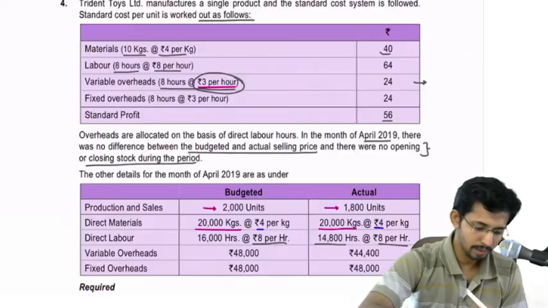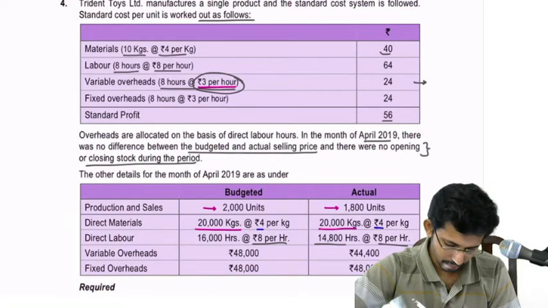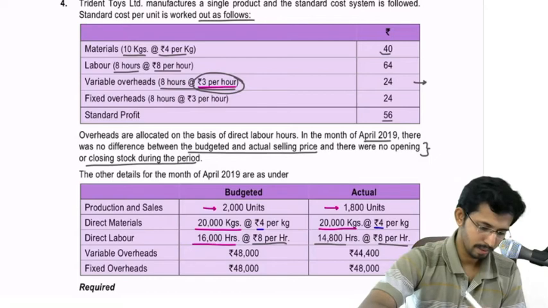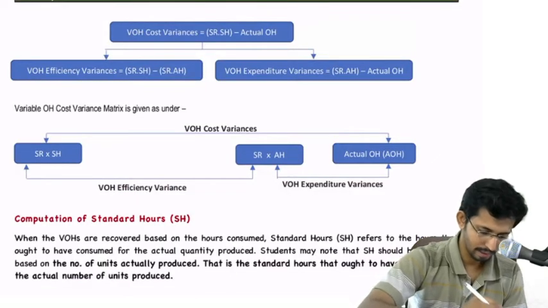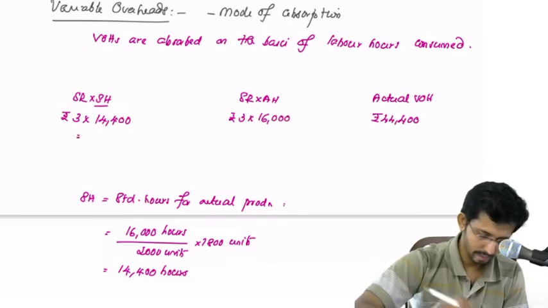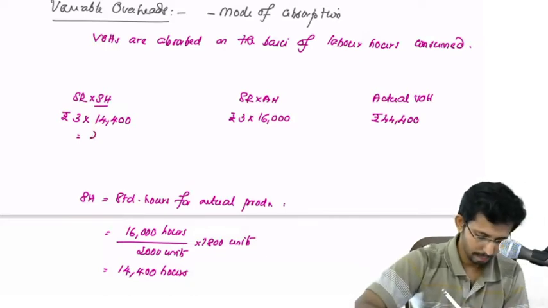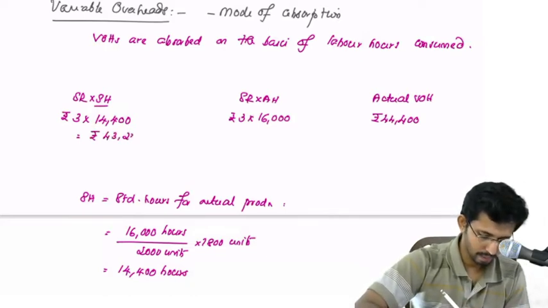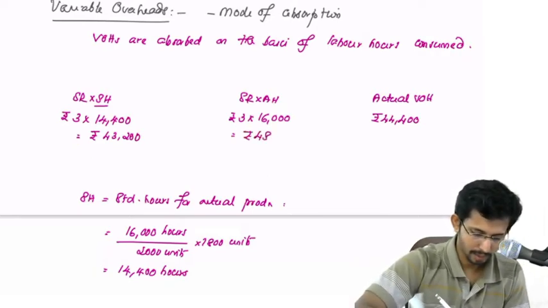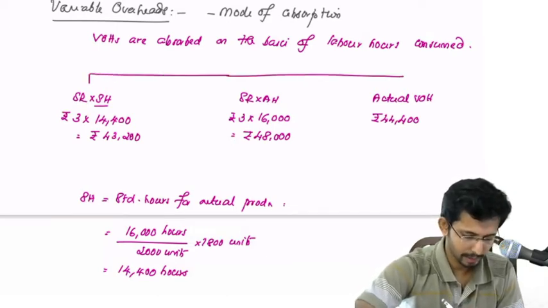Now actual hours. What is actual hours? Actual hours consumed is 16,000 here, right? So actual hours consumed is 16,000. So what is the total? 14,400 into 3 will be rupees 43,200, and here it will be rupees 48,000.